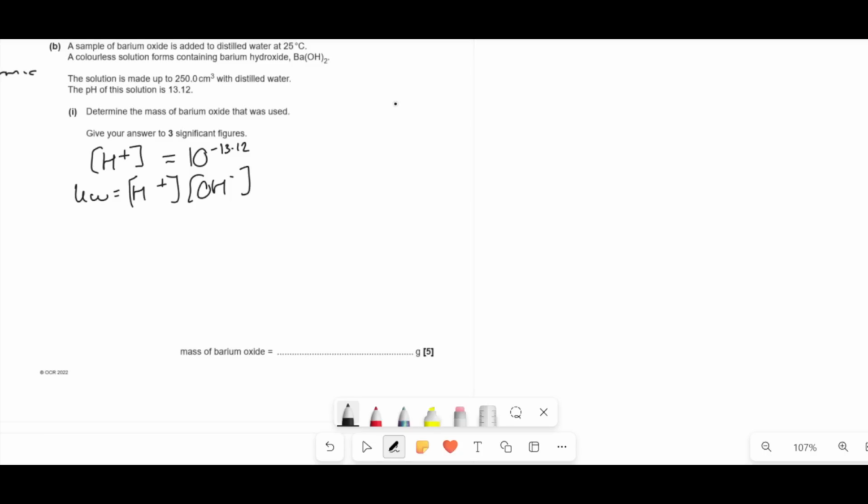And they've told you it's at room temperature, so that means the Kw is 1 times 10 to the minus 14. So then the next step is when you're doing these calculations, you should always be able to justify what step you're going to do with it and why.